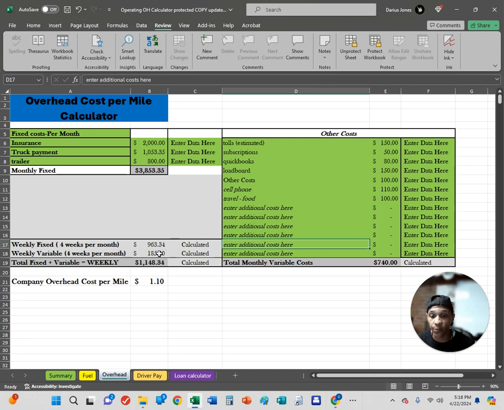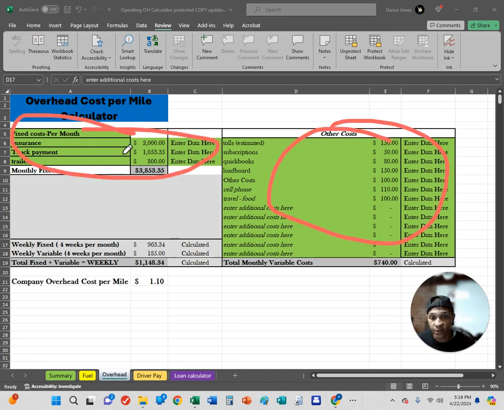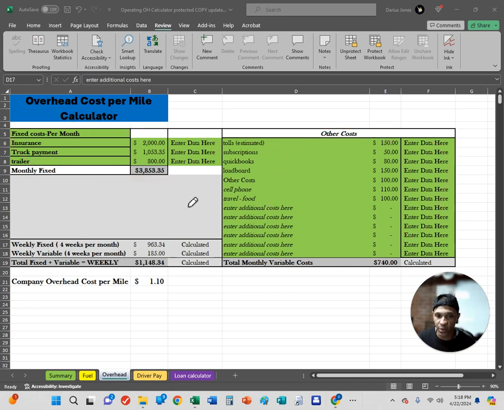Okay, so that breaks out to roughly $185 per week when you take that total cost and divide it by 4. Okay, because remember, the way that I have this calculator set up, everything in green is where you're going to put your inputs, and then everything in gray is where it's going to be calculated. Okay, and right here it gives you a summary based off the miles that we put in before. So now, based off of that, our company overhead cost per mile is $1.10.